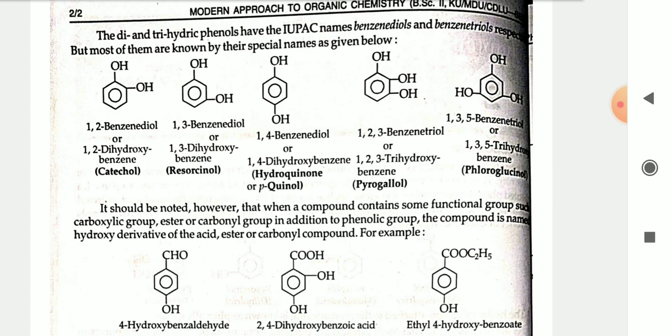It should be noted, however, that when a compound contains some functional group such as carboxylic group, ester or carbonyl group in addition to phenolic group, the compound is named as a hydroxy derivative of the acid, ester or carbonyl compound. For example, 4-hydroxybenzaldehyde, 2,4-dihydroxybenzoic acid, ethyl 4-hydroxybenzoate.